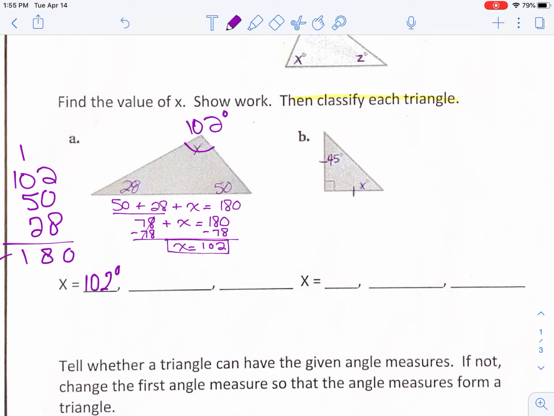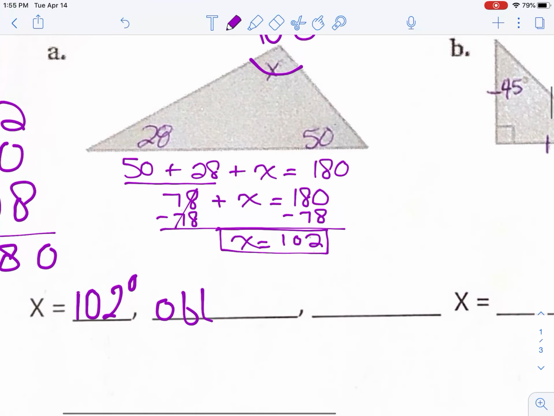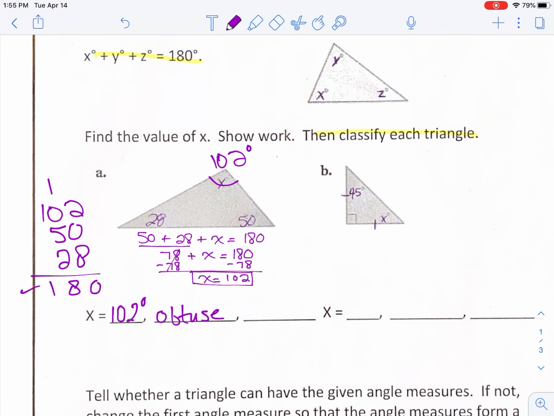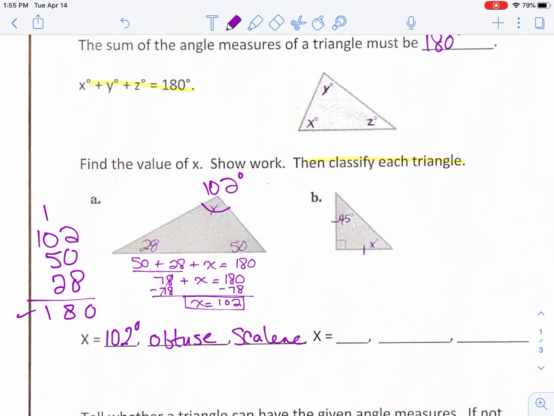It also says classify each triangle. Okay, I already said that since x was 102 degrees, it was greater than 90 degrees, which means this is an obtuse triangle. So classify it by its angle. Since one is greater than 90, it's obtuse. And then we're also going to classify it by its sides like we did last week. So there are no tick marks, which means that all sides are different lengths, which makes this a scalene triangle.